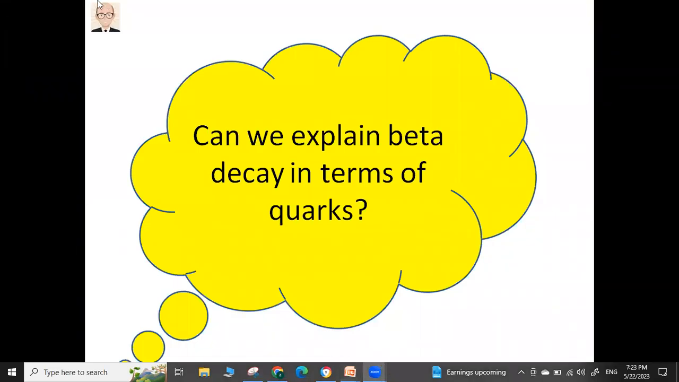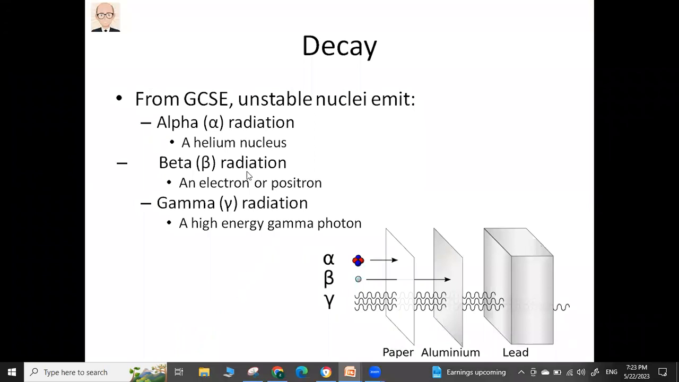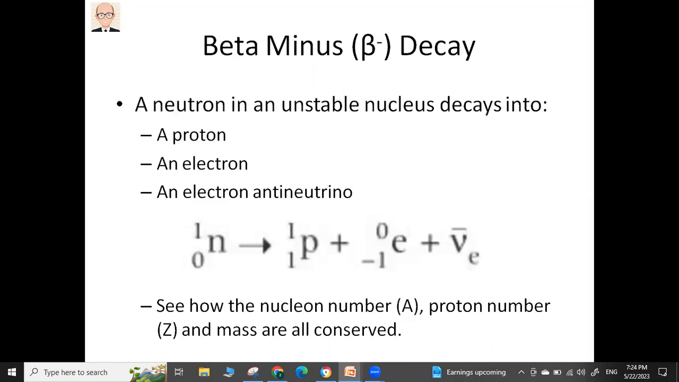Okay, now we will look at beta decay in terms of quarks, how beta decay happens in terms of quarks. From GCSE, unstable nuclei emit alpha, beta, and gamma radiations. We have just seen the properties. Alpha, beta, and gamma radiations are the three main radiations we have for any unstable nuclei. And now we will look at beta minus decay in detail. So let's see what beta minus decay is.